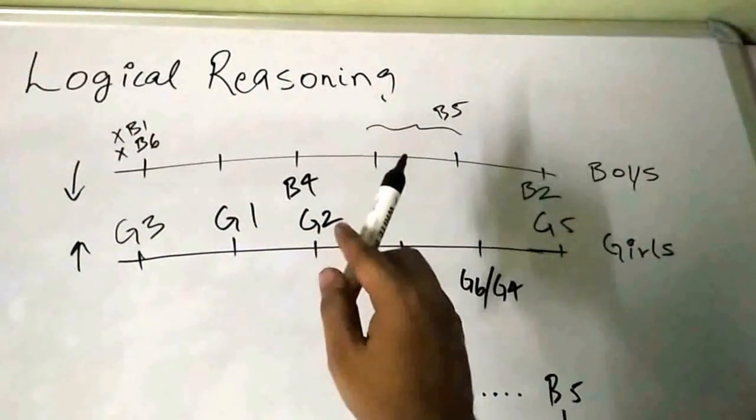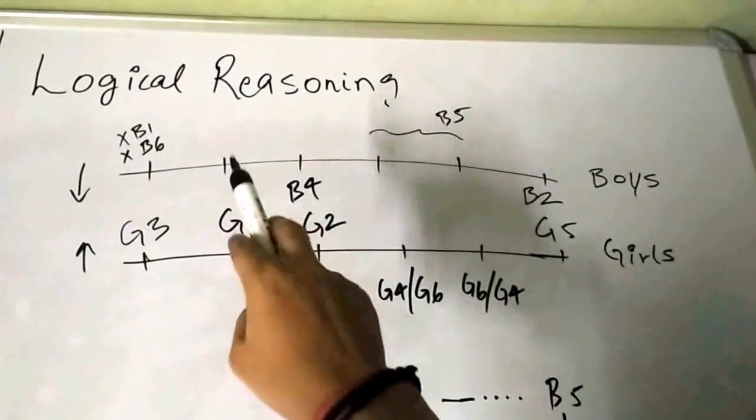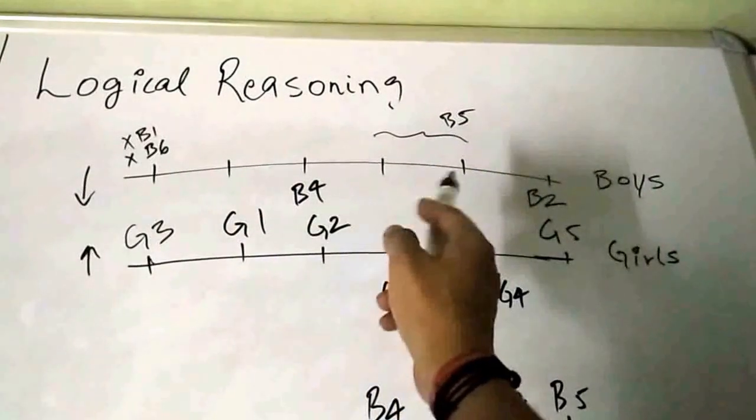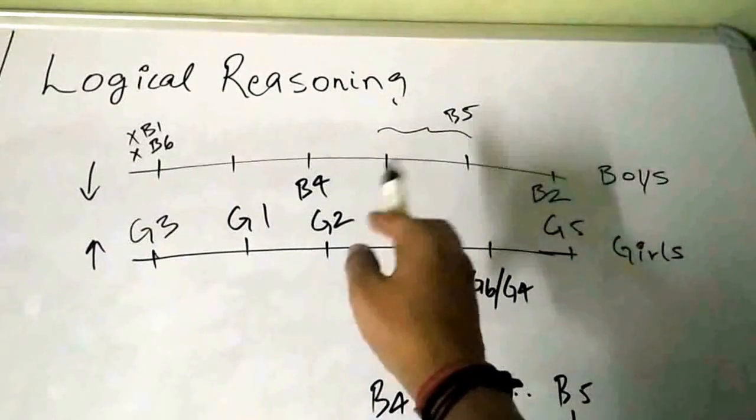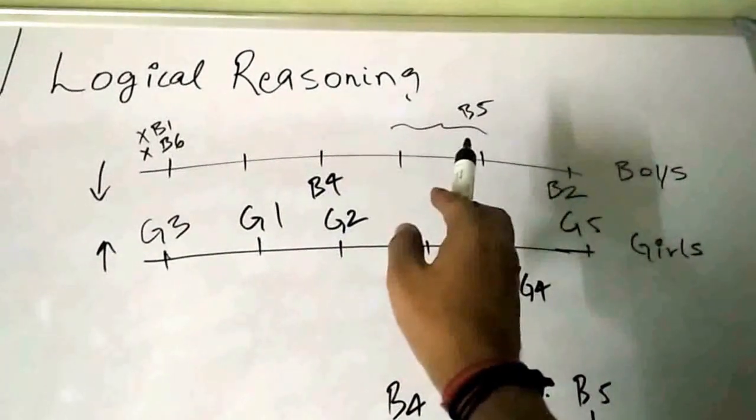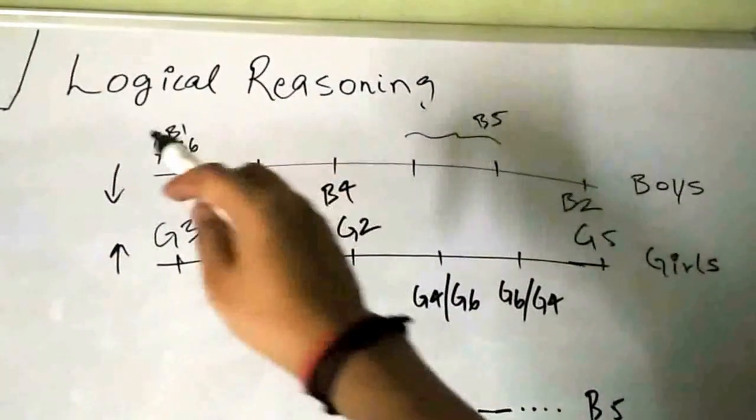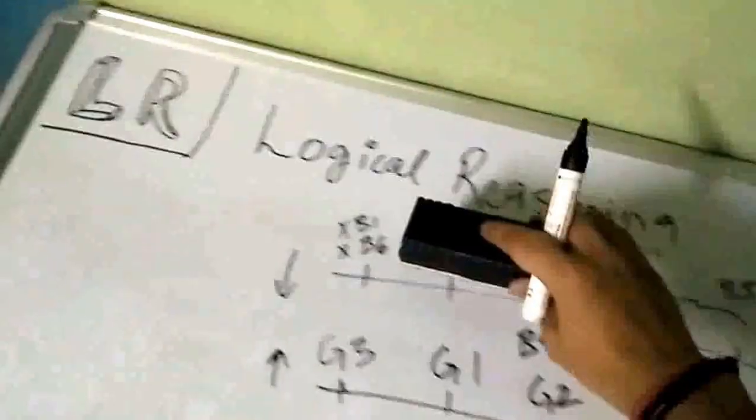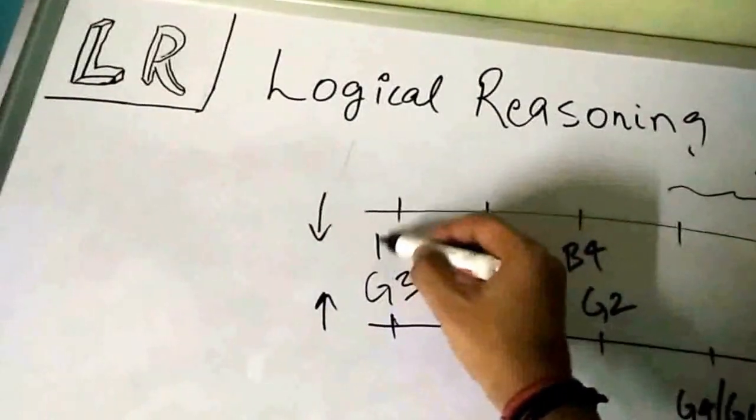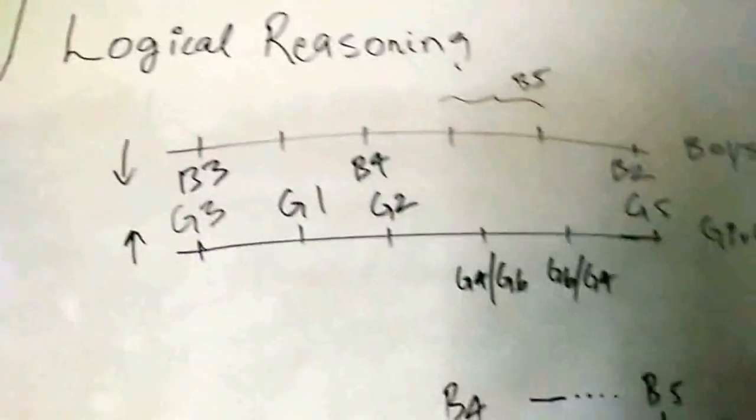So there are only 2 places left for B1 and B6. Either B1 stays here and B6 comes in one of these, or B6 comes here and B1 comes in one of these. So the only place left for B3 is this place, right? So we're just going to clear all this, because now we're sure that B3 is going to come here.